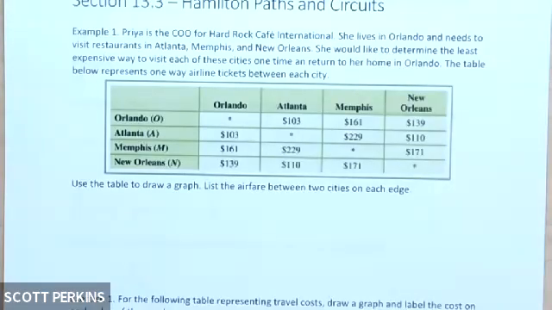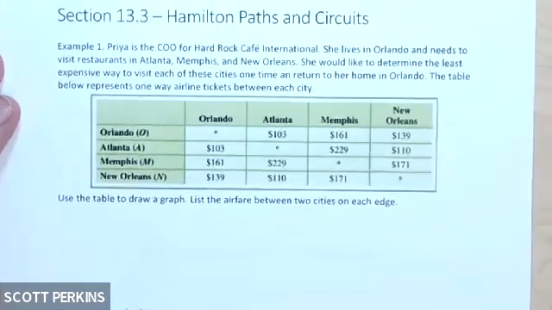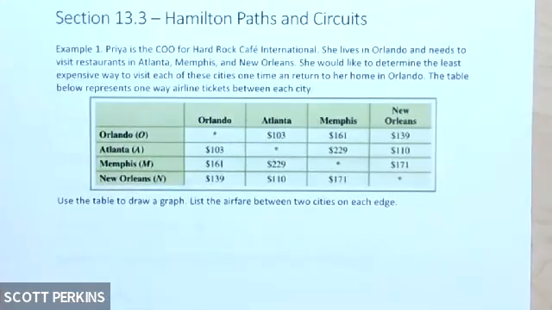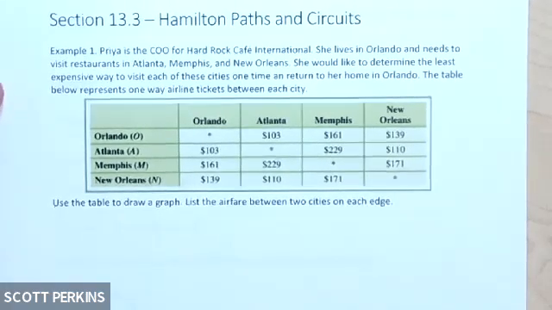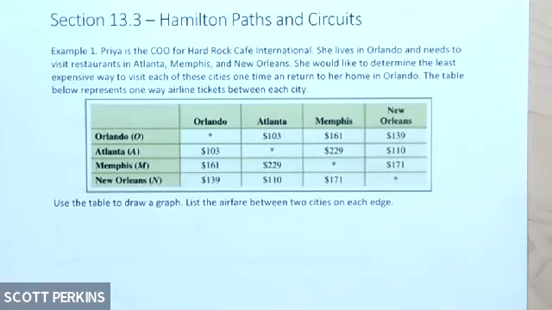Okay, so we just came off talking about Euler paths and circuits. You told me in our quick little review that Euler paths and circuits cross each edge once. Okay, so we're going to talk today about another type of path and circuit by a different mathematician, an English mathematician, I believe. And we're going to talk about Hamilton paths and circuits.